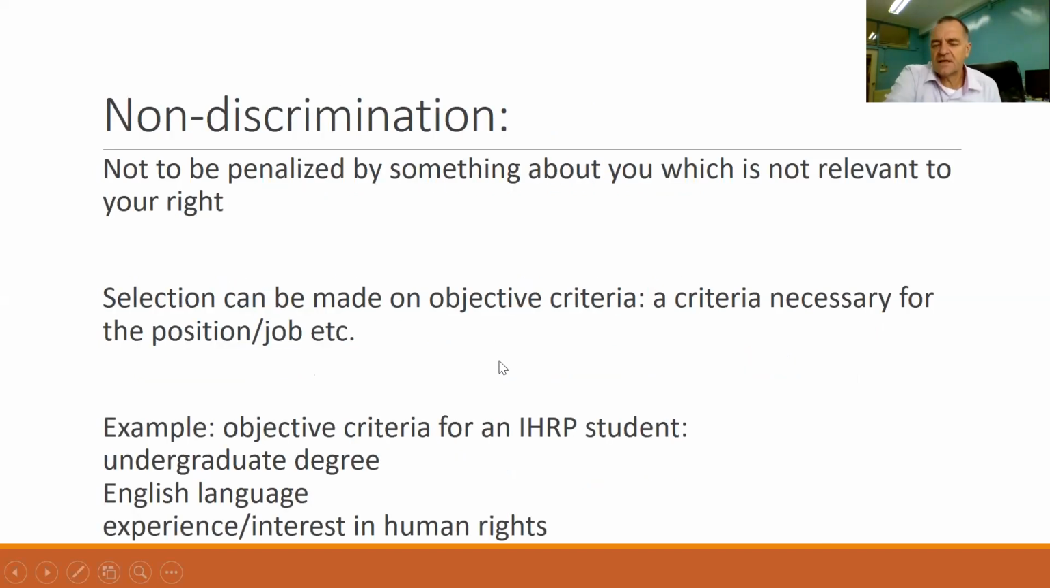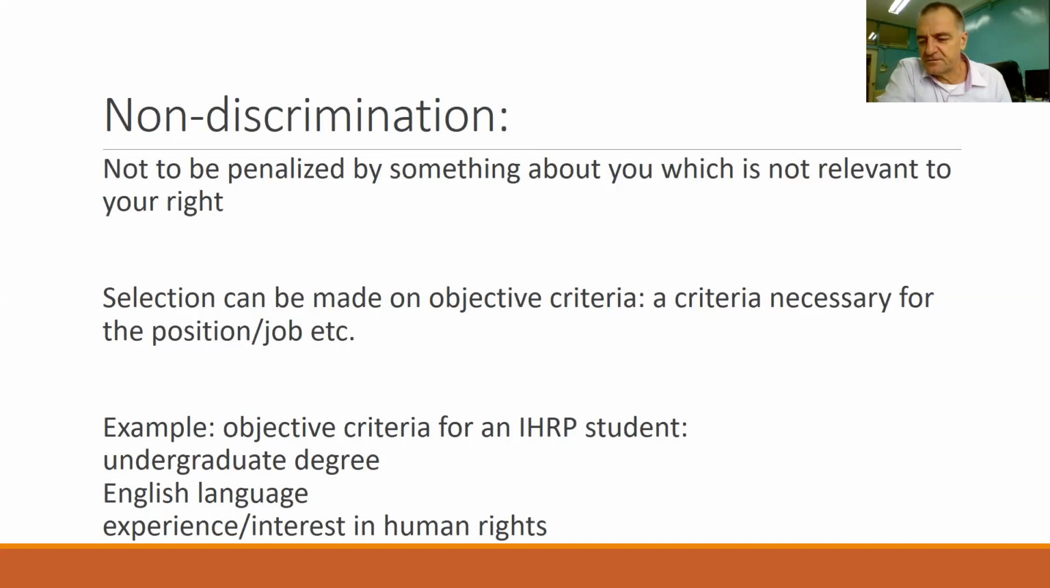So last one, let's just unpack this concept of non-discrimination a little. Because non-discrimination is often open to a lot of debate. Non-discrimination means that you don't get penalized for something which is not relevant to you. Like if we said to be enrolled in a master's degree at the IHRP, you've got to have short hair. That's an example of discrimination because your hair length is irrelevant to studying.